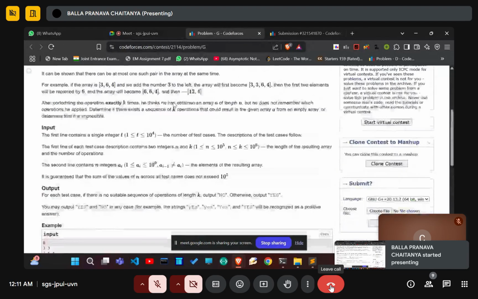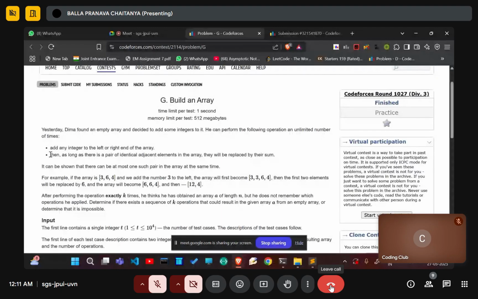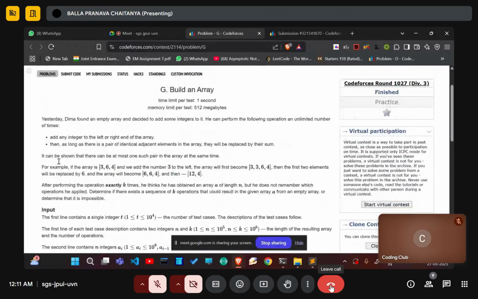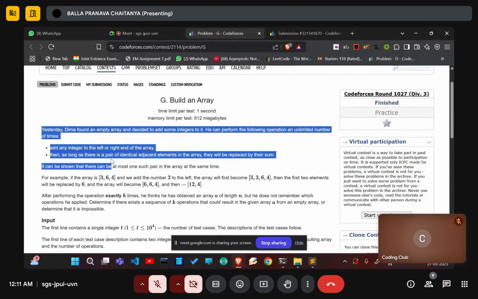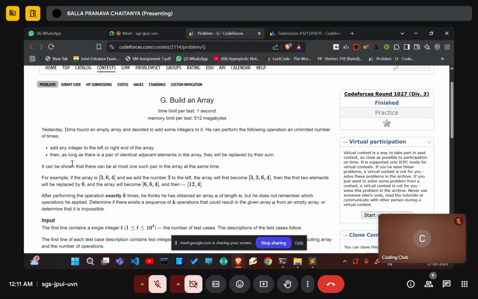Let's go to problem G. In problem G, we are given an empty array, and we have to make an array by adding integers to the left or the right of the array, and then once an adjacent pair of elements are the same, we have to replace them by their sum, until there is no adjacent pair of elements that are the same.